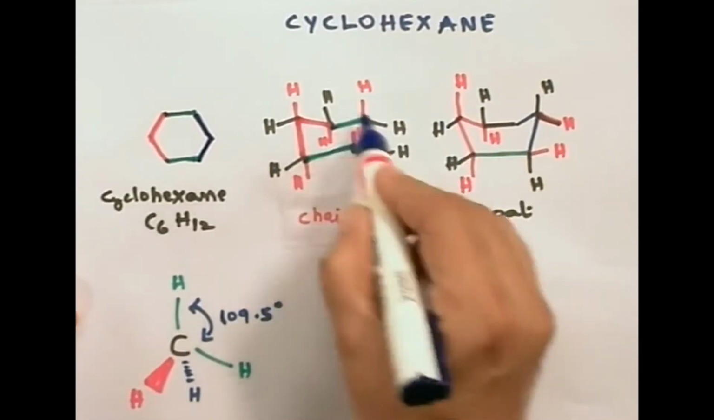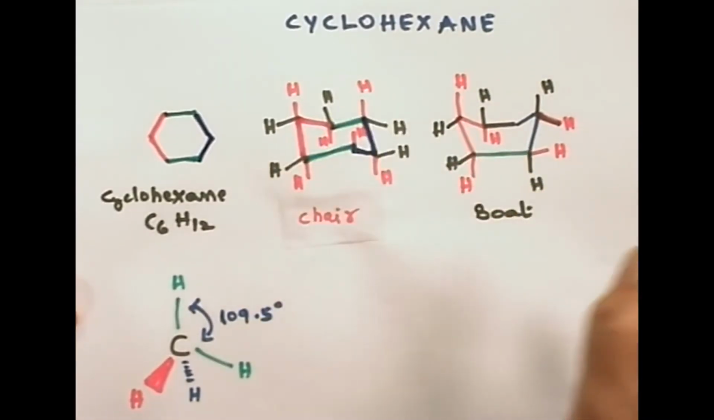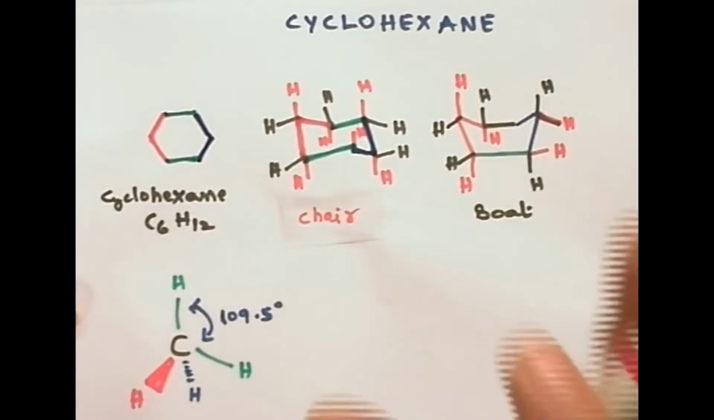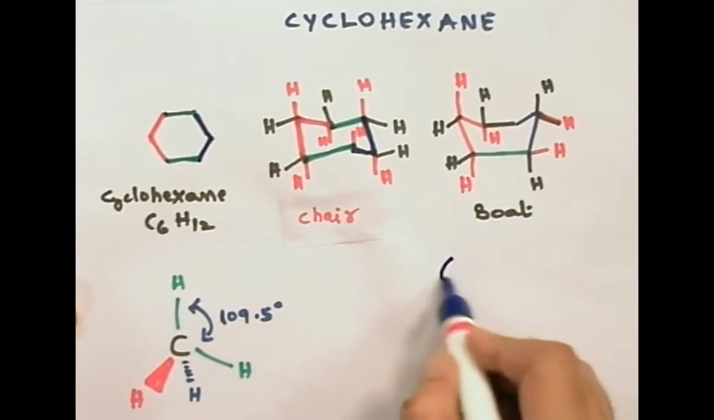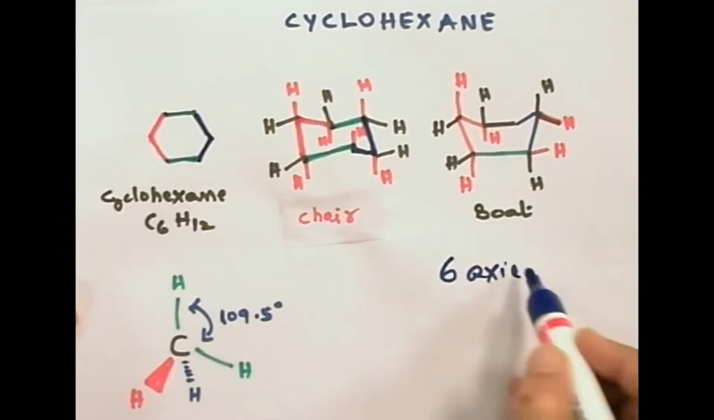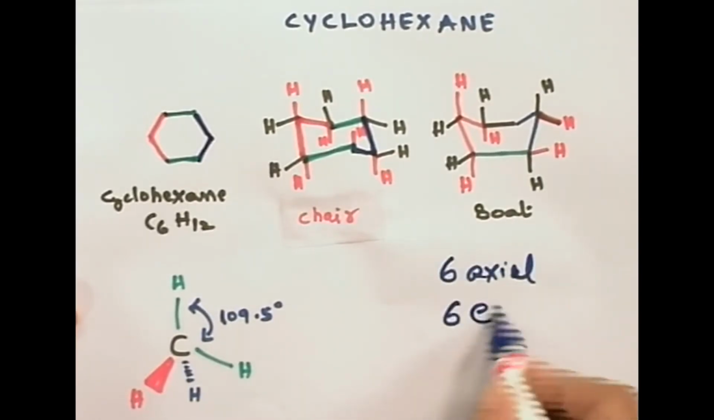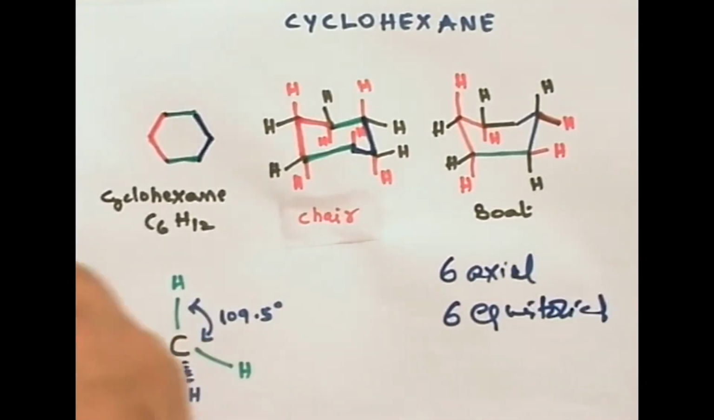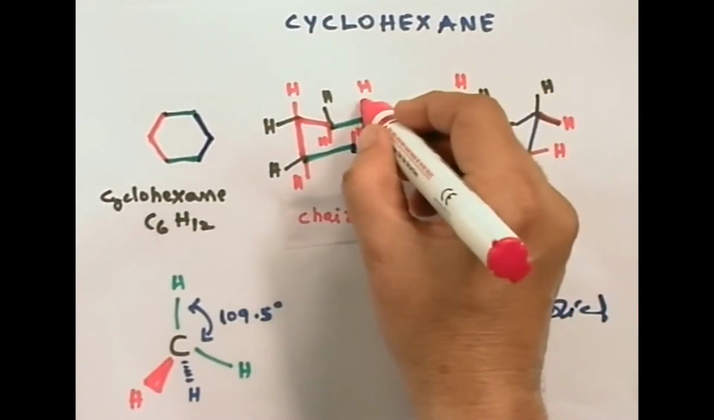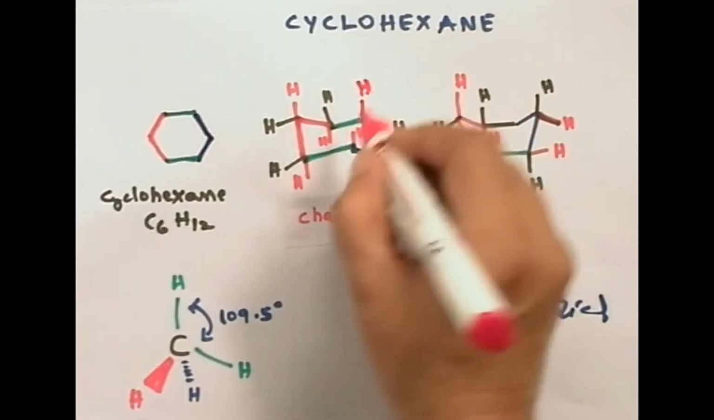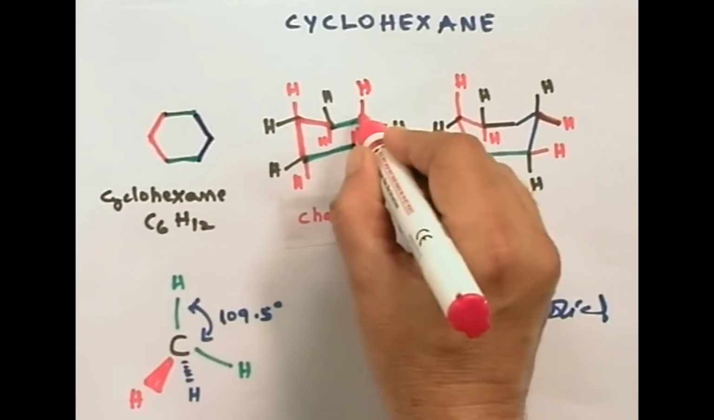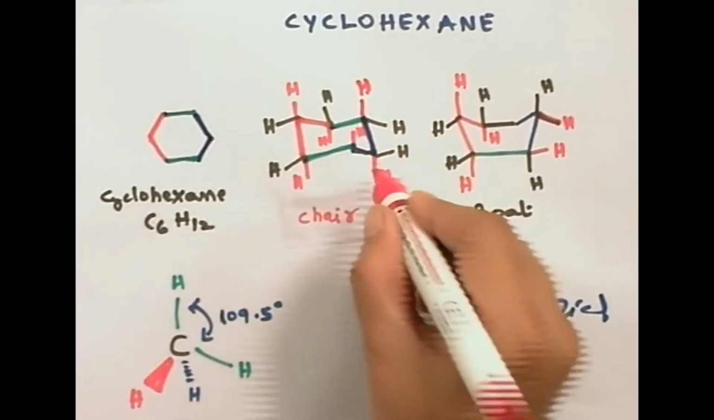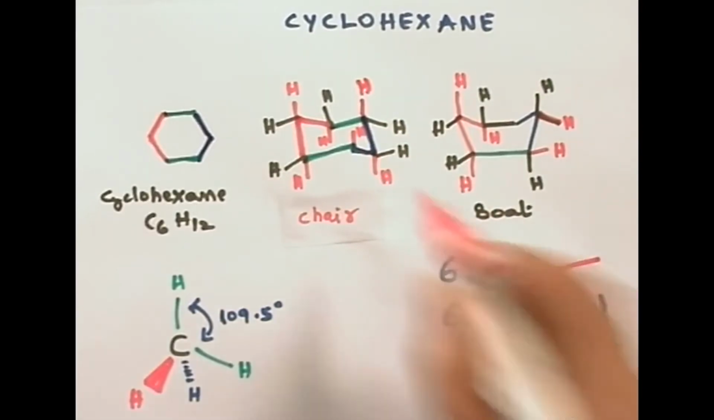So, I have written the skeleton of 6 carbon atoms, and what we have to fill is all the 12 hydrogens, 6 axial and 6 equatorial. That is what we have to do. You see, I have taken the axial in the red. These are on alternate carbon atoms, one above and one below, one above and one below, and one above and one below. This gives the 6 axial hydrogens.